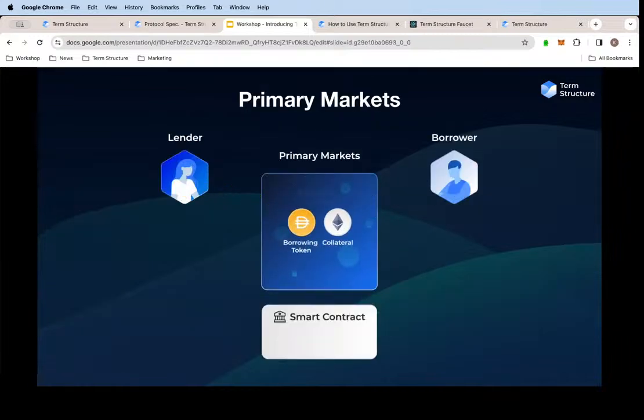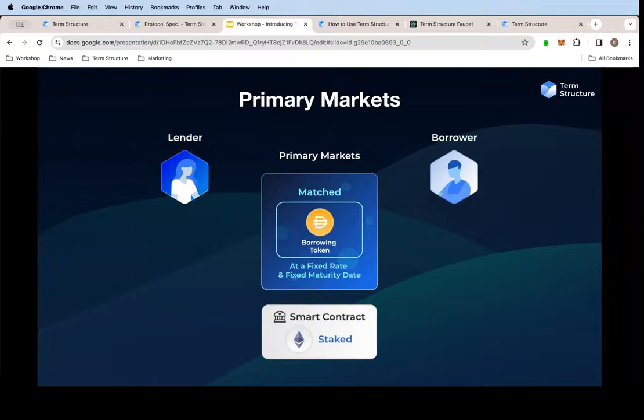So this is a GIF to give you a rough idea of what primary markets are. So please take a look at it, and we will talk about the details later.